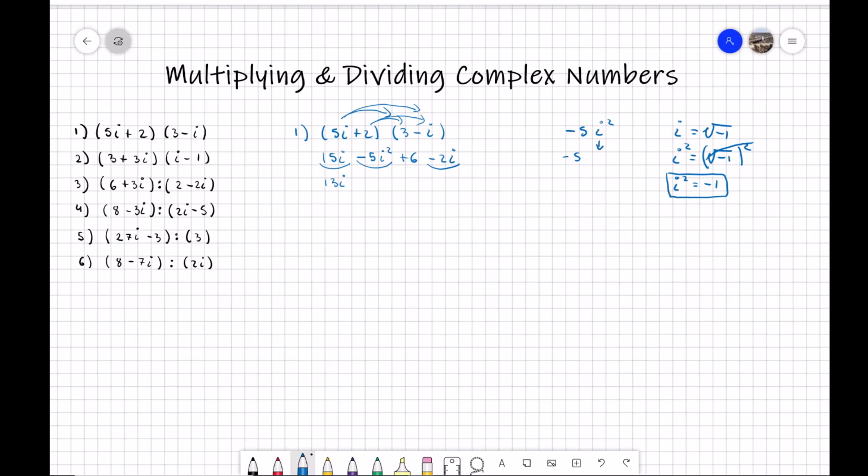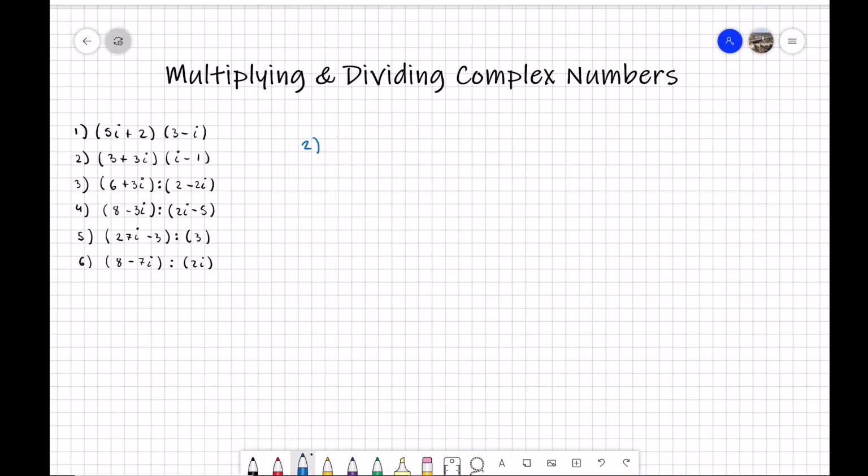So since we said that i squared is negative 1, that means here it's negative times negative 1 and that becomes positive, right? So over here we have plus 5, and then plus 6, and we end up with 13i plus 11, right? Now let's do the second one.